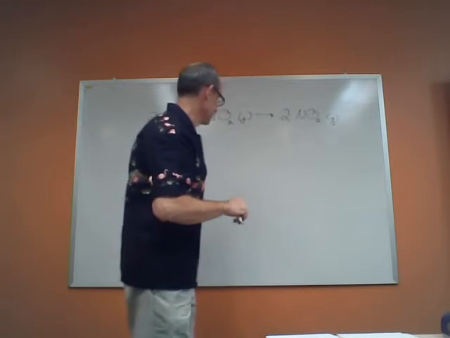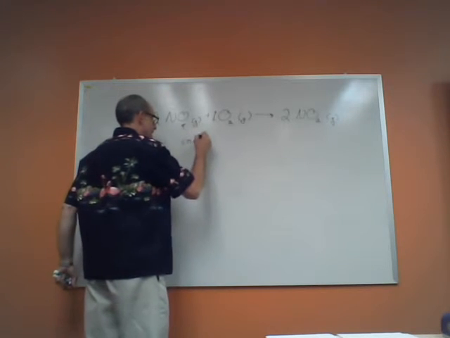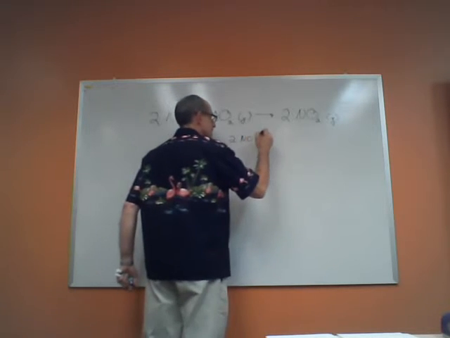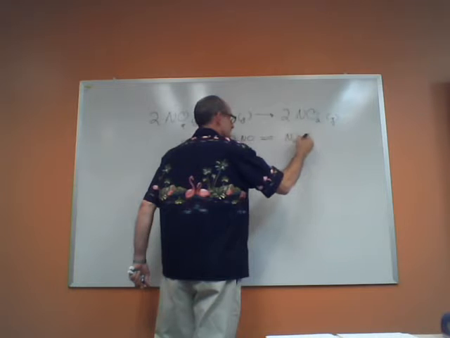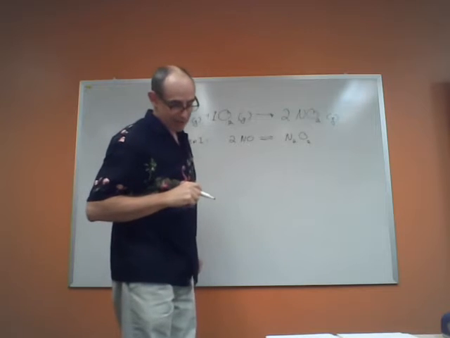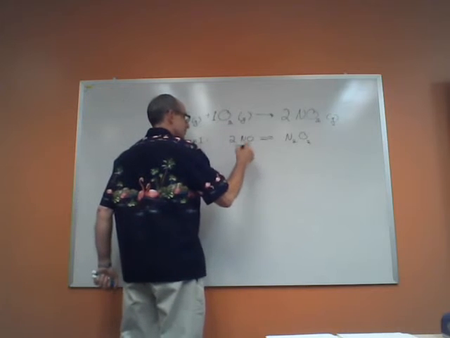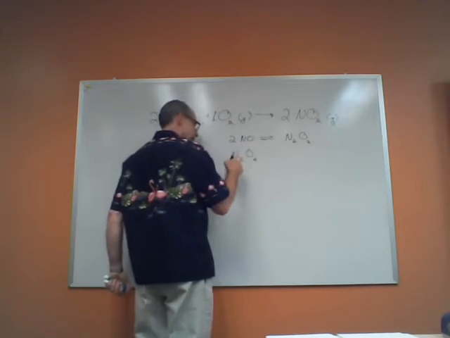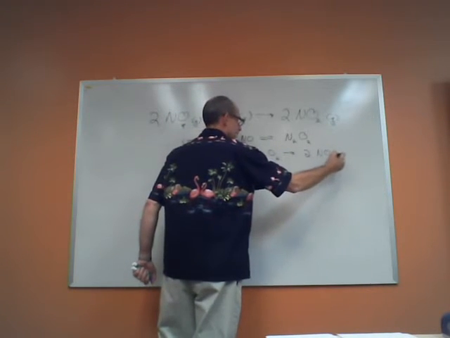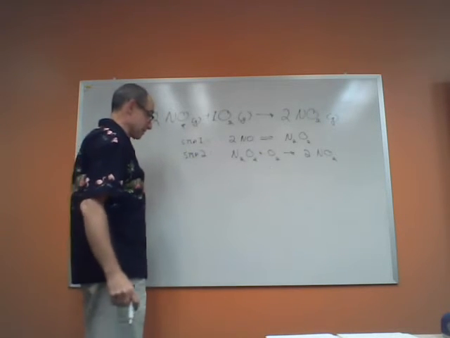Let's say we have now a new mechanism where step one is a fast equilibrium, where two NO molecules might exist in equilibrium with an N2O2 molecule, and that's going to be pretty fast. And step two, which is going to be our slow step, is going to involve the reaction of N2O2, dinitrogen dioxide, with an oxygen molecule to form 2NO2. And this is certainly a plausible mechanism for this reaction.